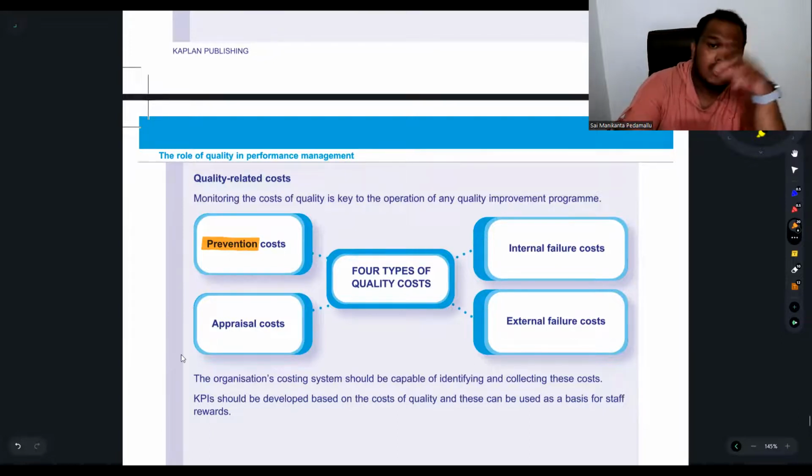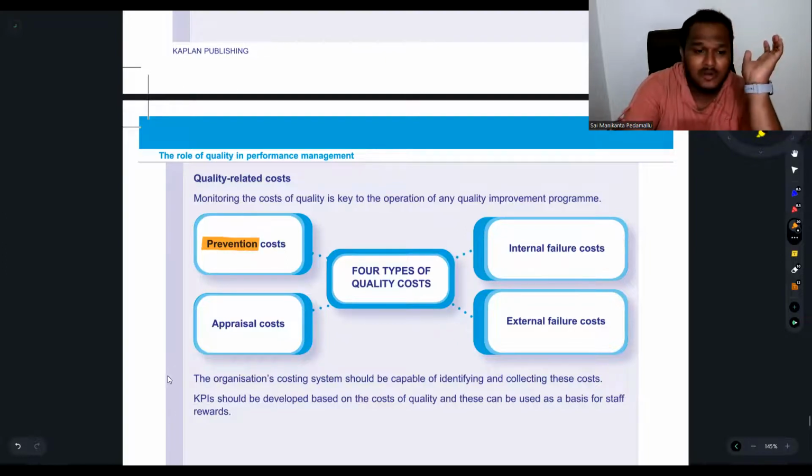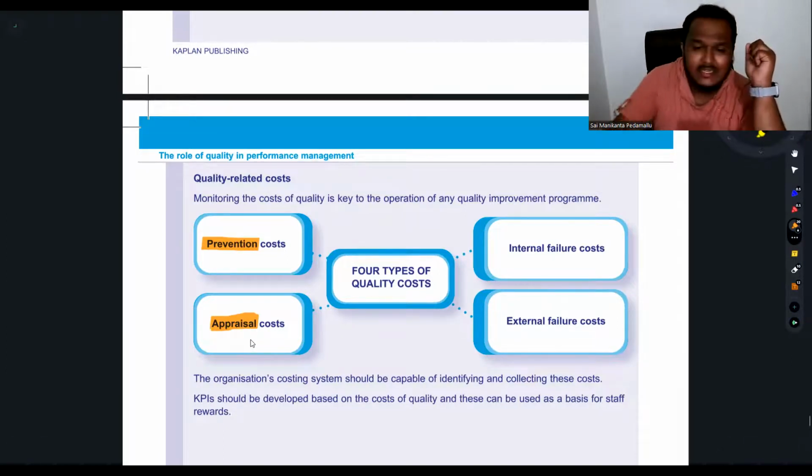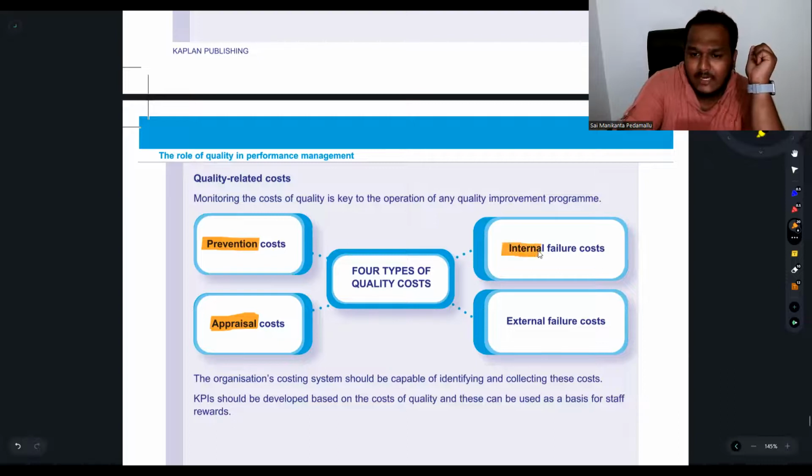etc., all that stuff. The pre-production process, the cost you incur to prevent errors from happening. Appraisal cost means inspection cost and all the costs that we incur to make sure that any errors are identified. Let me write it here. So you have prevention, appraisal, internal failure, external failure.